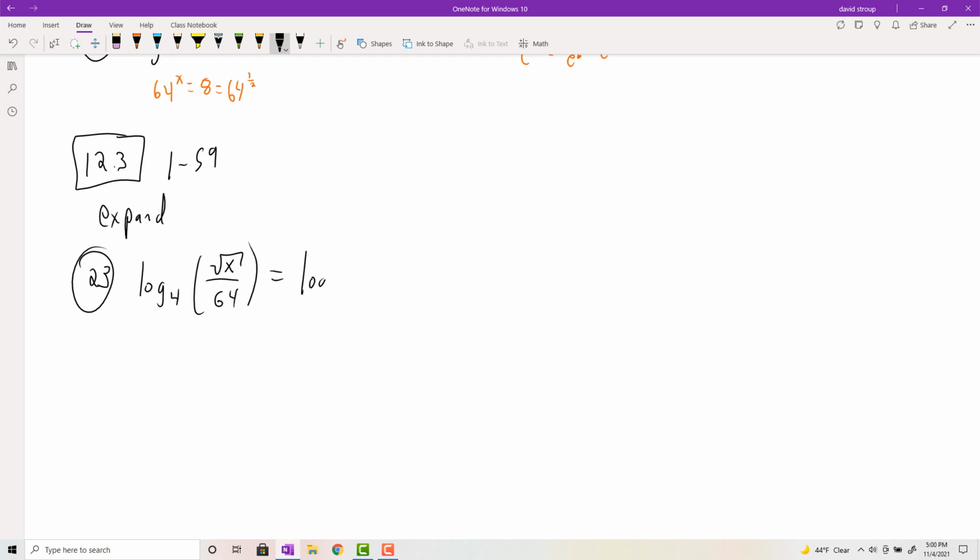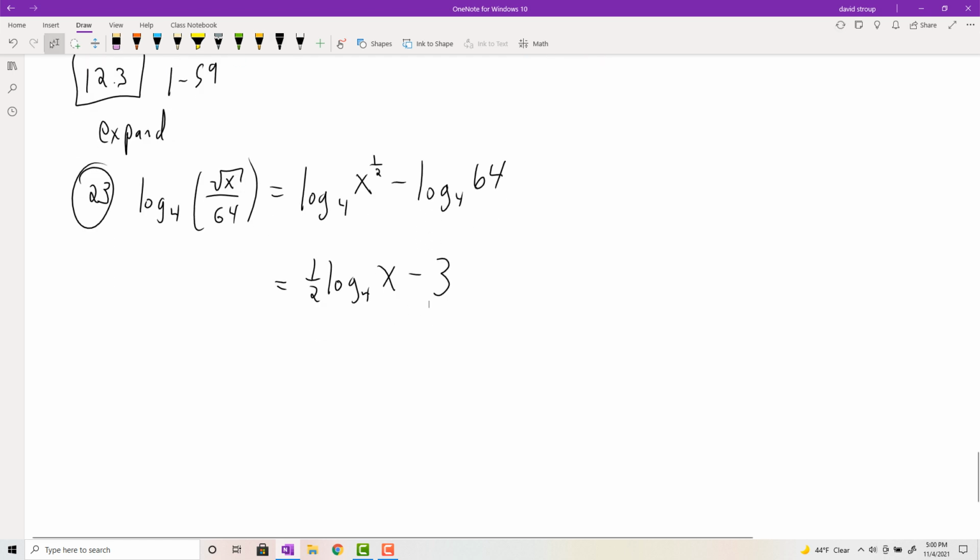So I'll use the quotient rule. This is log base 4 of square root of x, which is x to the 1/2, minus log base 4 of 64. For the first guy, you do the power rule, bring the 1/2 in front of the log. And then the second one you could reduce. It's asking 4 to what power is 64? Well, that'll be 4 cubed, right? So it'll just be minus 3. So make sure you're reducing everything.